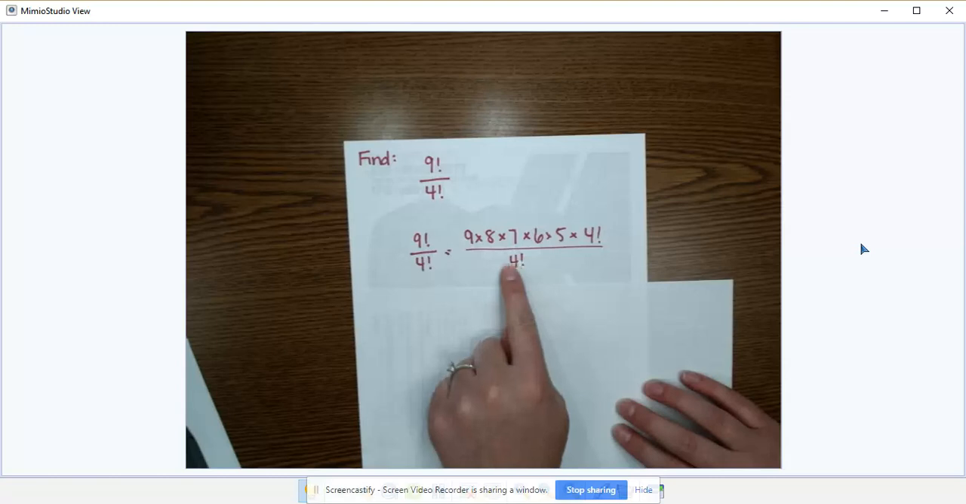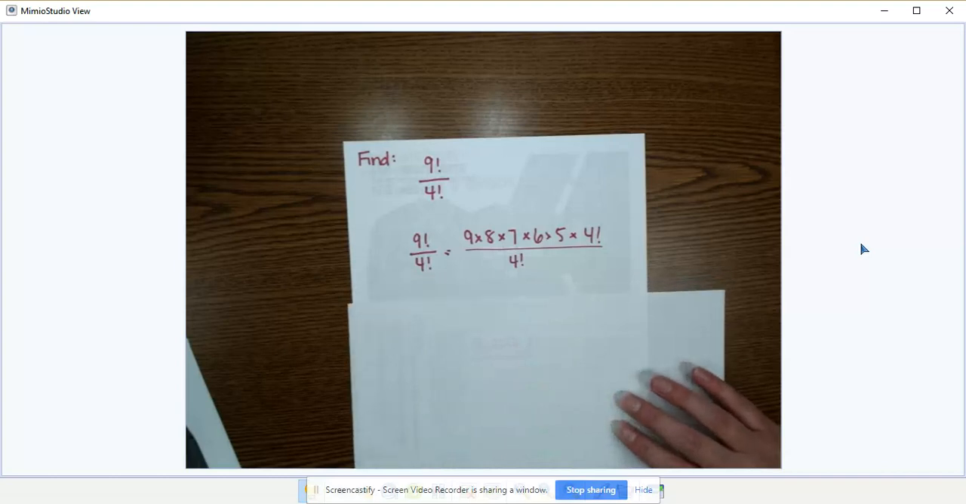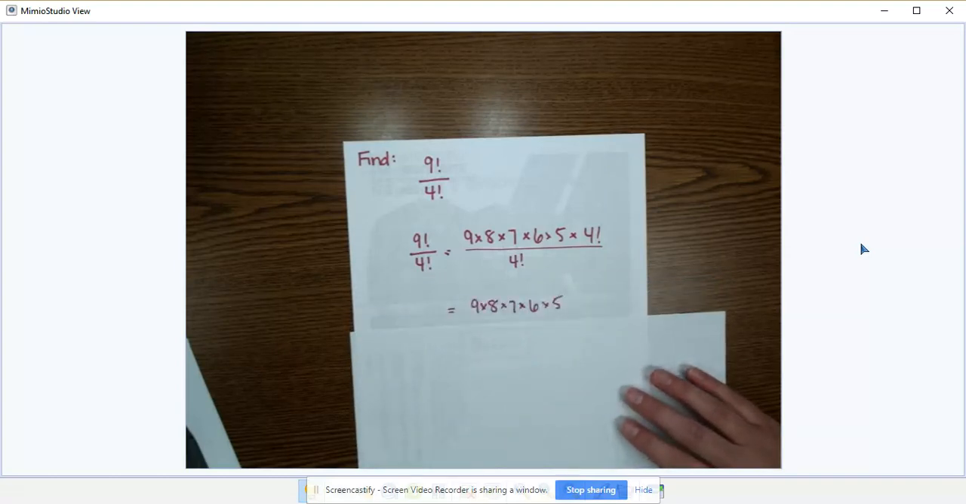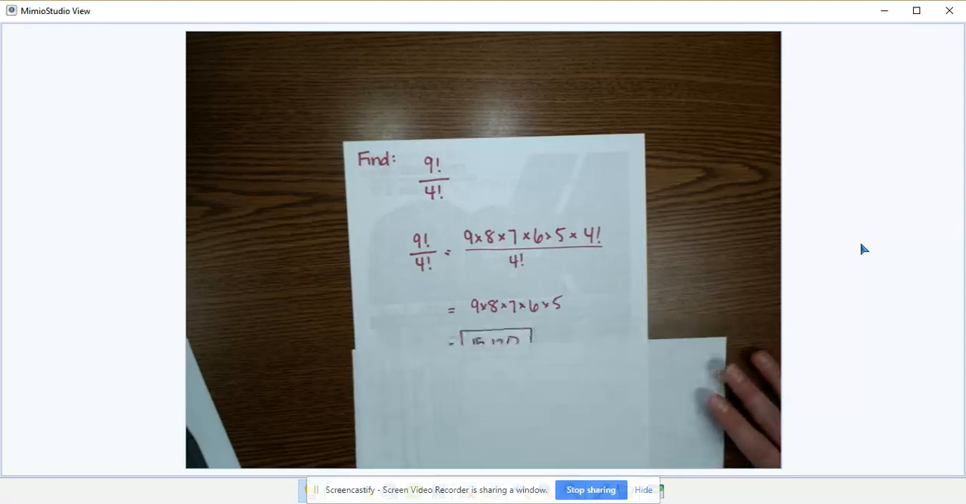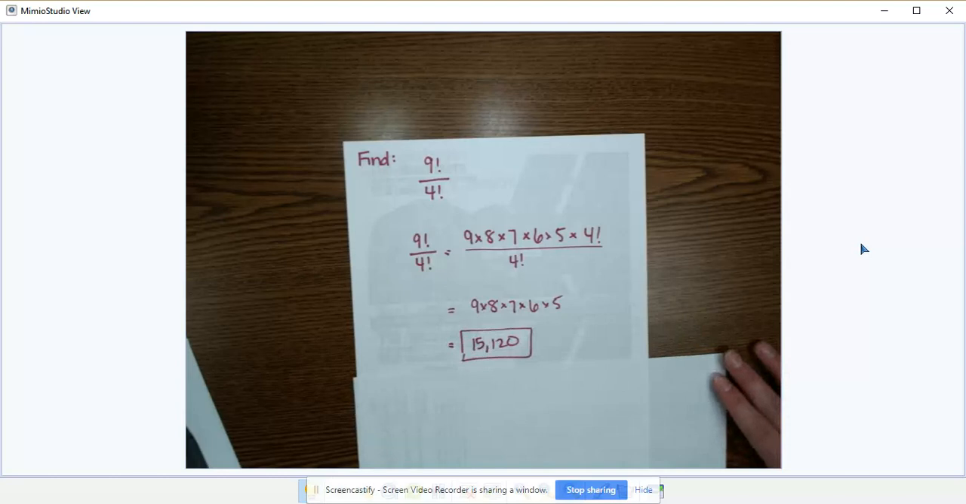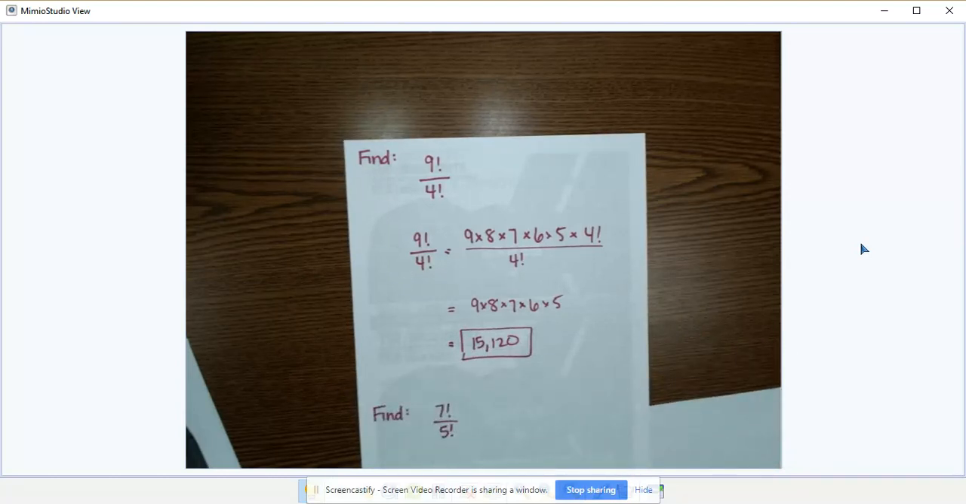I wrote it this way, though, because our denominator is 4 factorial, so now I can cancel those 4 factorials off of the top and the bottom. And that leaves me with 9 times 8 times 7 times 6 times 5, which is much easier than typing all the rest of that in your calculator. So you get 15,120. I'd like you guys to try 7 factorial divided by 5 factorial.